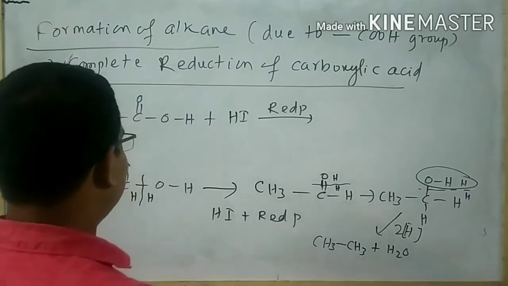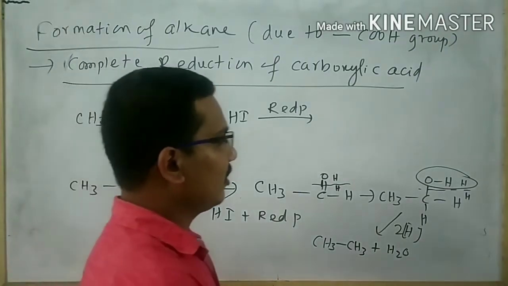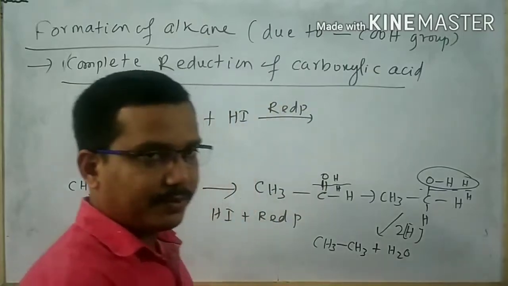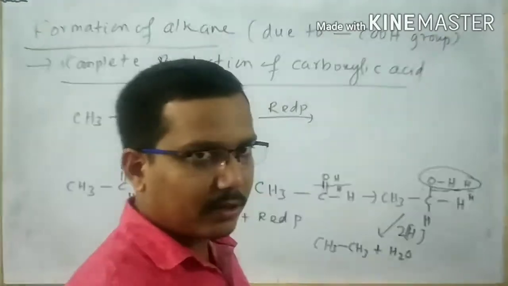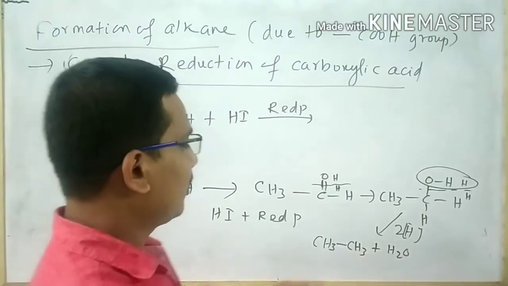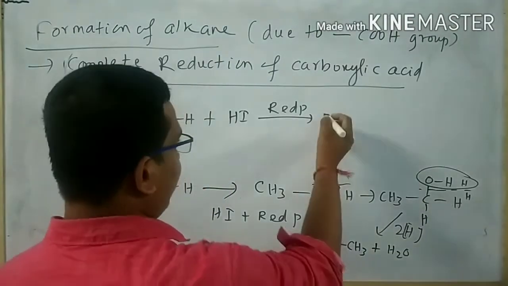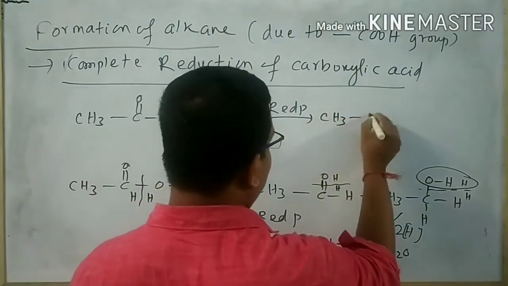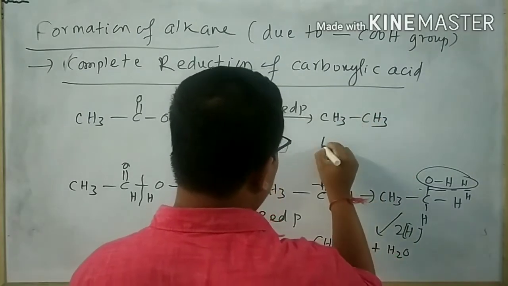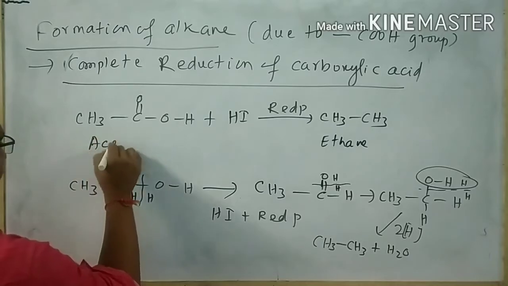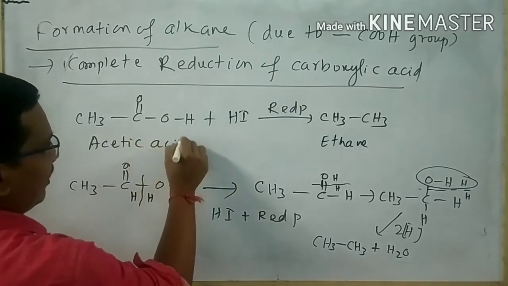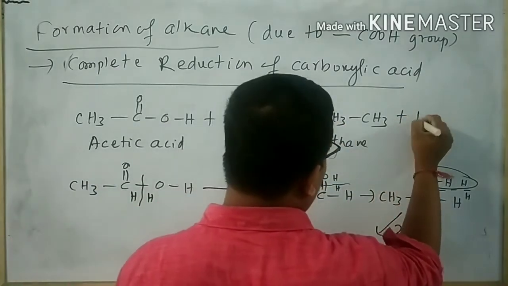If the acetic acid undergoes partial reduction, then alcohol is formed. But if the alcohol further undergoes reduction, then alkane is formed. So we can write here ethane. The name of this molecule is ethane, and the name of this molecule is acetic acid, and the byproduct is water.